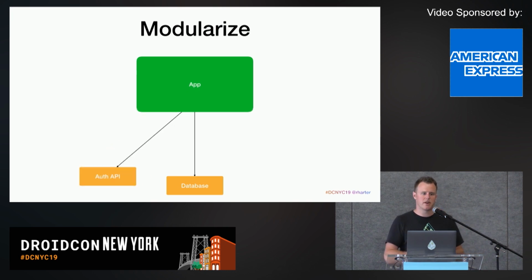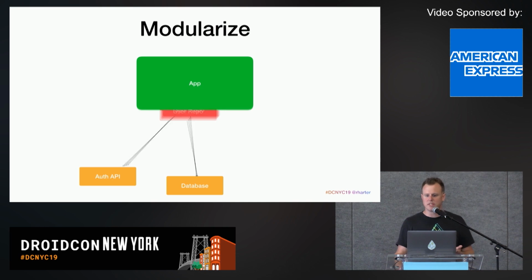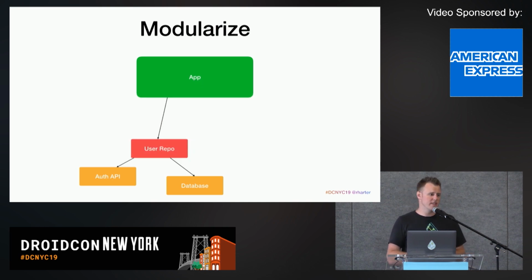You just kind of pull it out into its own module. The monolithic app will depend on that module. Things sort of happen normally. Once you get that lower layer, then you can move into things like repositories. You can abstract that stuff away.